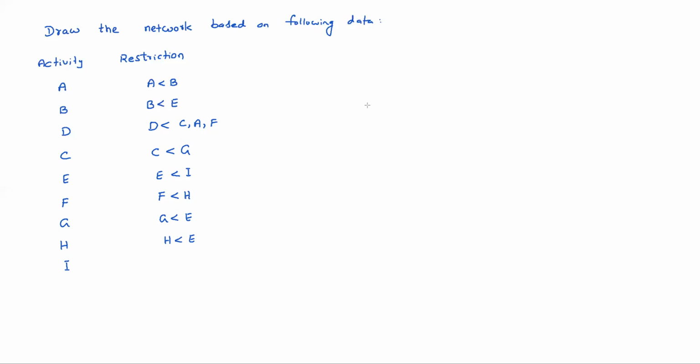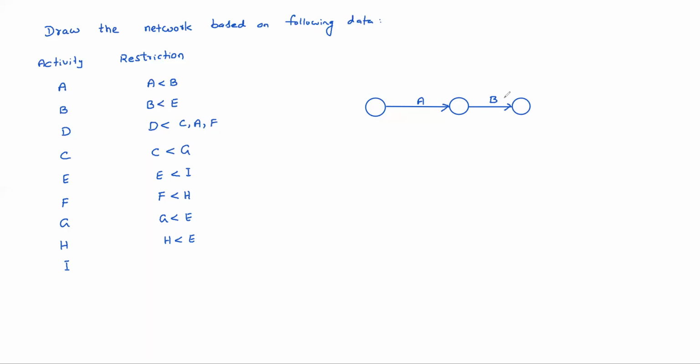First, A activity. Let us assume this is activity A. Then after A, B must be there. That means A must be before B. That means like this.